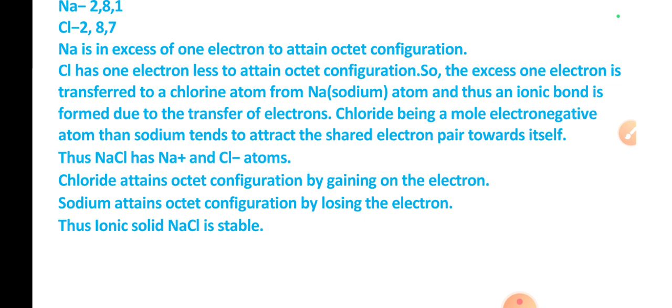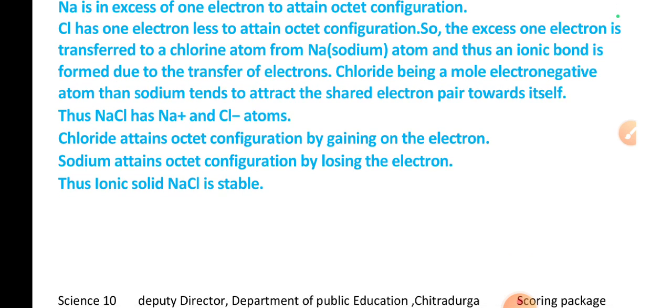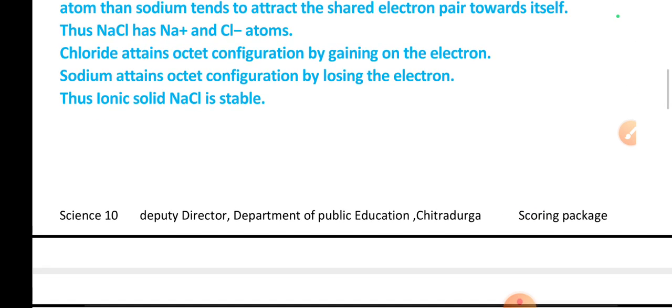Chlorine, being a more electronegative atom than sodium, tends to attract the electron pair towards itself. Thus sodium chloride has Na plus and Cl minus ions. Chlorine attains an octet configuration by gaining an electron. Sodium attains an octet configuration by losing the electron. Thus the ionic solid sodium chloride is stable.